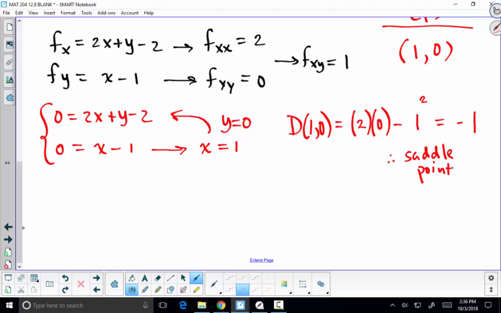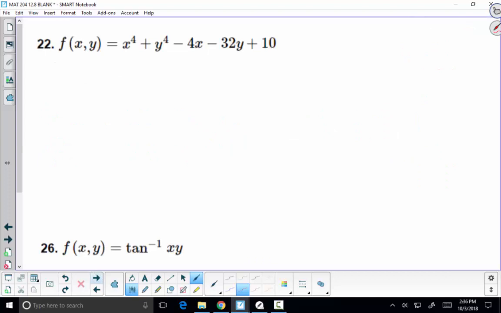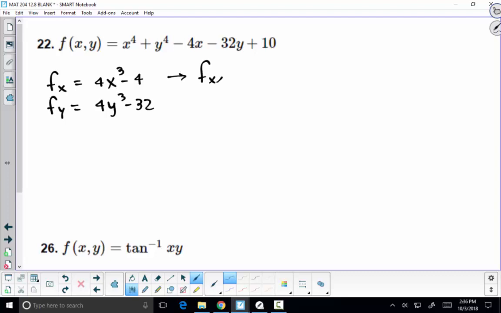All right, let's try another one. So let's plow through these partials. So we have f sub x, 4x cubed minus 4, f sub y, 4y cubed minus 32, f sub xx, 12x squared, f sub yy, 12y squared, f sub xy, 0.